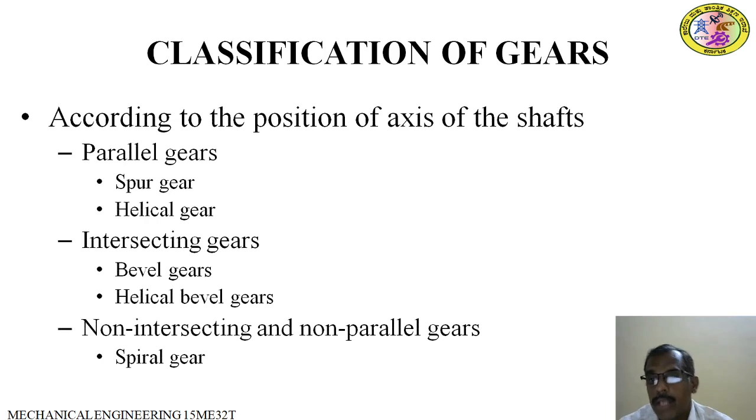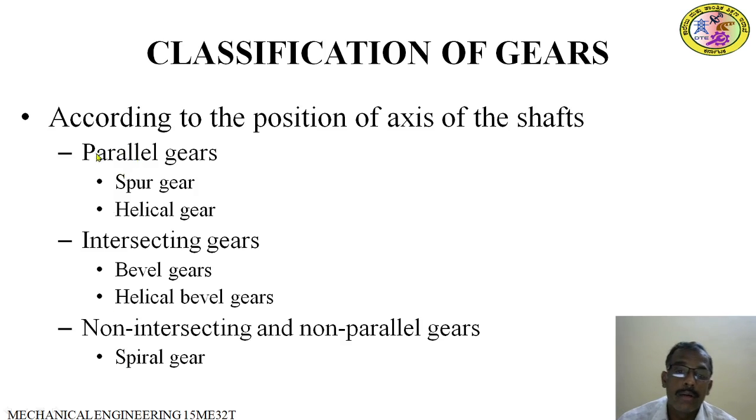According to the position of the axis of the shaft, there are mainly three types of subcategories. One is parallel gears, another is intersecting gears, and one more is non-intersecting and non-parallel gears. For parallel gears, the examples are spur gear and helical gear. For intersecting gears, bevel gears and helical bevel gears. Non-intersecting and non-parallel gears means spiral gears.